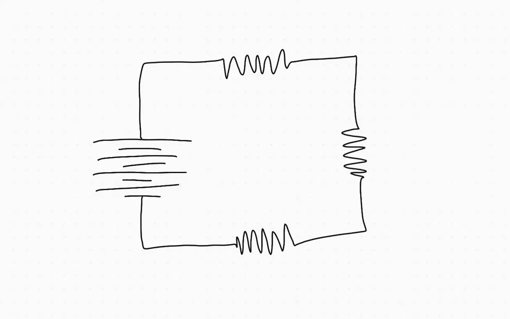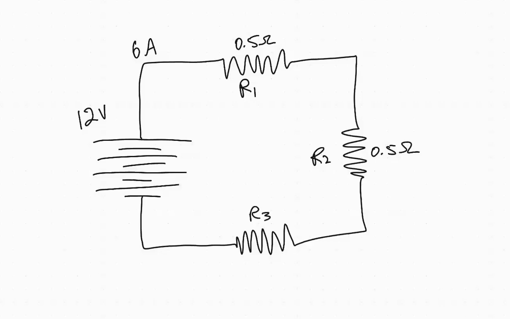Okay, so let me give you some values. We're going to make this one relatively easy. I'm going to give you 12 volts. We're going to give you 6 amps. Okay, and then R1 is going to be 0.5 ohms. And then R2 is also going to be 0.5 ohms of resistance. And then R3 is what we need to find. R3 is X.